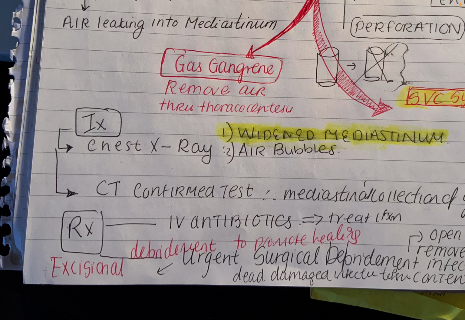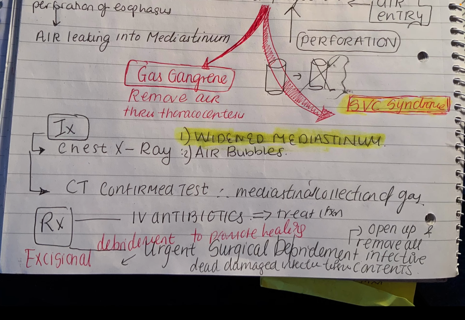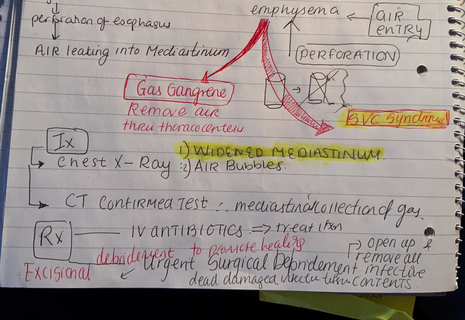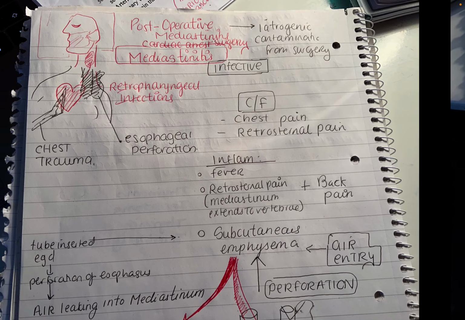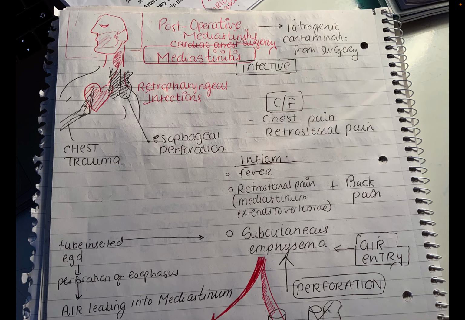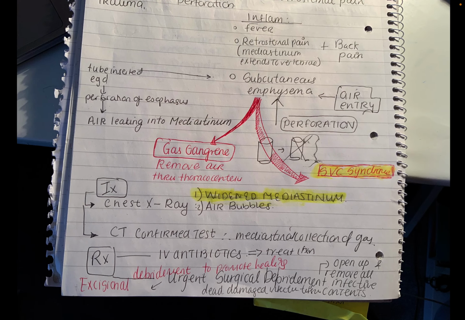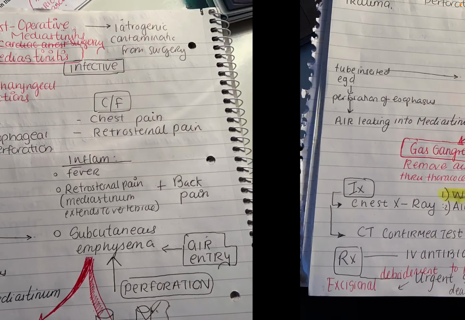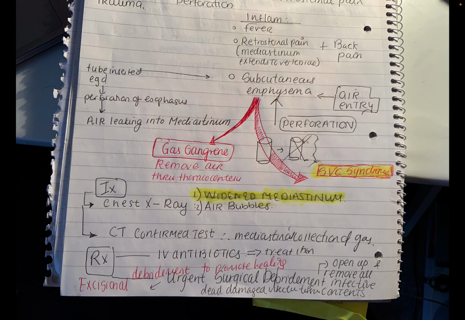Investigations-wise, on chest x-ray, you'll have a widened mediastinum in mediastinitis, air bubbles. CT is your confirmed test because you'll see mediastinal collection of gas. Treatment, because I told you it started off as an infection, it was infective, post-operative, chest trauma or perforation were the acute settings. And anyway, infection can be acute. You want to treat with IV antibiotics and urgent surgical debridement.